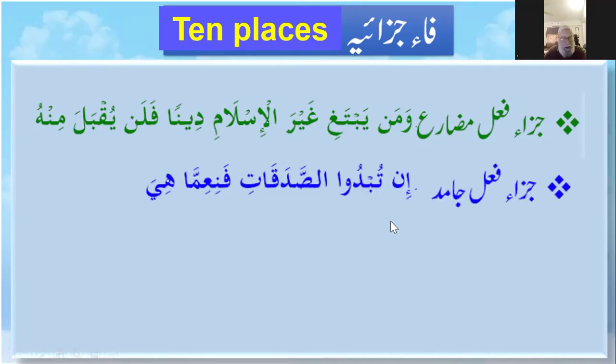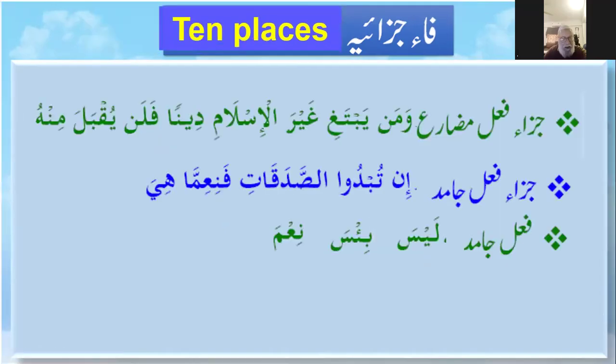Jaza fi'l jamid. In tubdu as-sadaqati fa ni'ma hiya. Ni'ma hiya: it's a fi'l jamid. So it needs a fa. Fi'l jamid, what is that? Laisa, bi'sa, ni'ma, they are called fi'l jamid. When they come in the sentence, they also need the fa for the conditional answer.